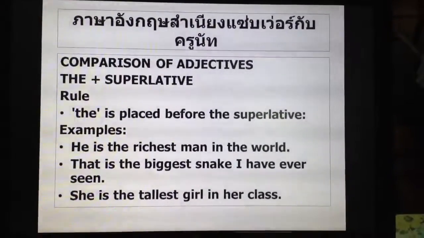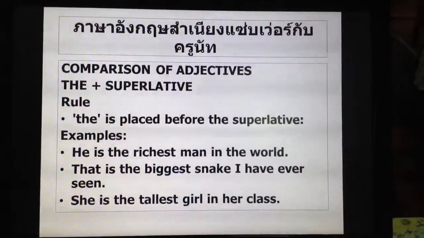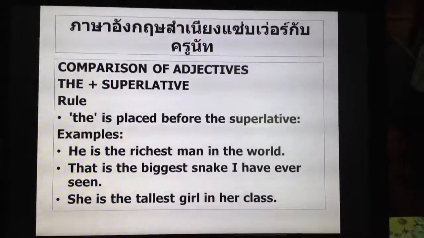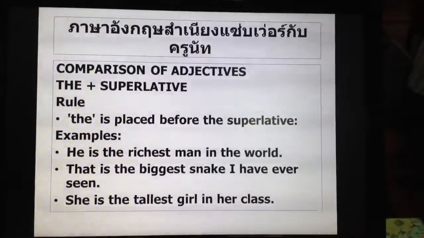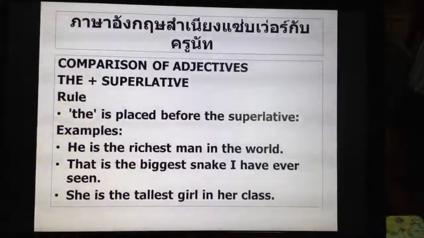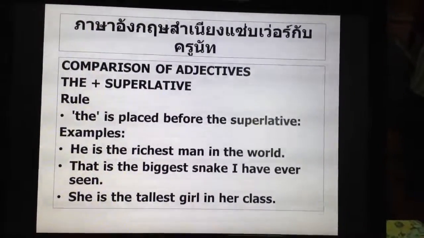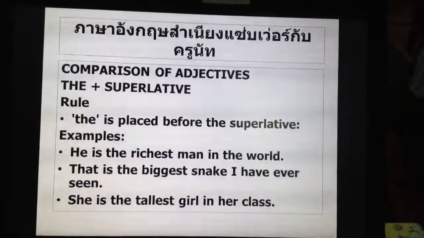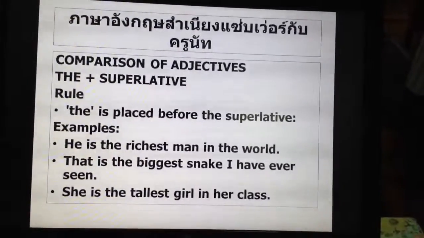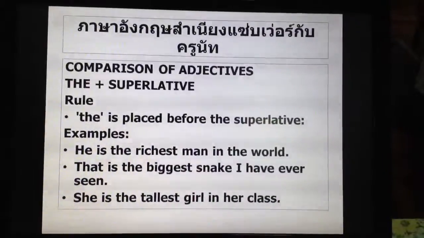Comparison of adjectives: the plus superlative. The rule is that "the" is placed before the superlative. For example, he is the richest man in the world. That is the biggest snake I have ever seen. She is the tallest girl in her class.